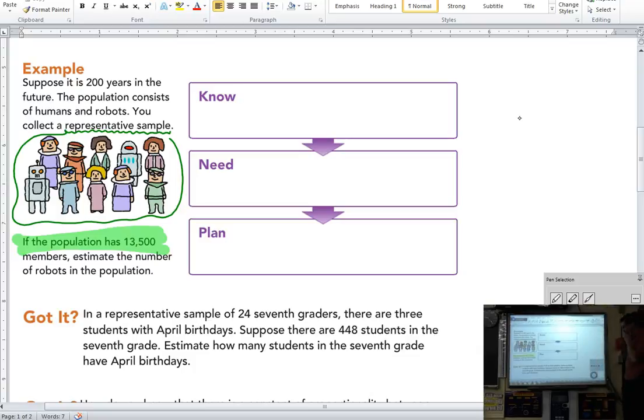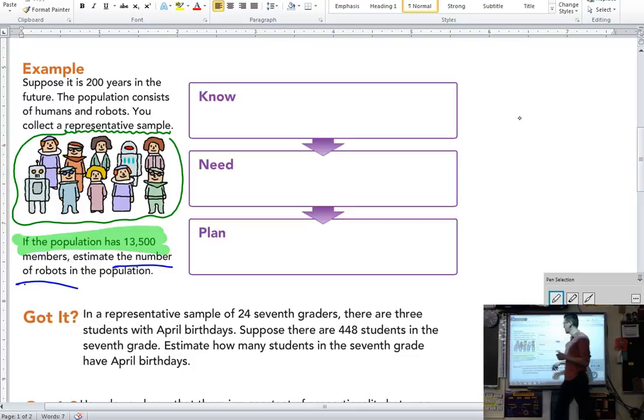Mr. Williams, we know that we have humans and robots, right? We only have 2 things in our population, which makes it nice. The more things we have in our population, the harder it gets. We're trying to estimate the number of robots. So how would you start building a proportion to work with? What can we say based on our sample?